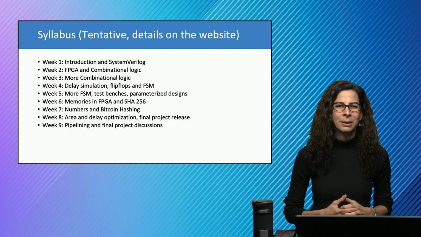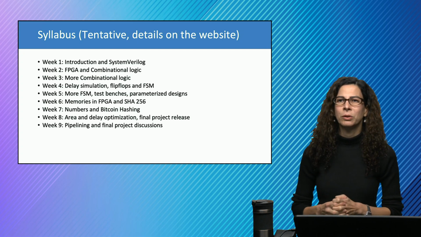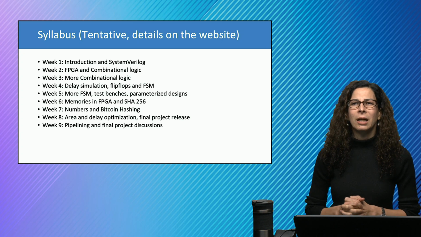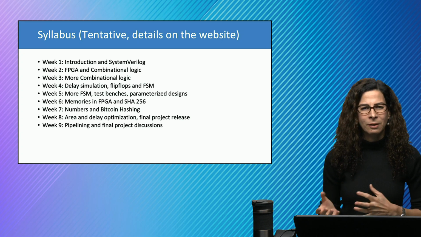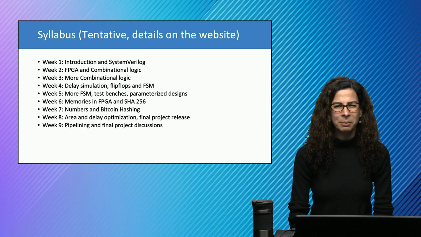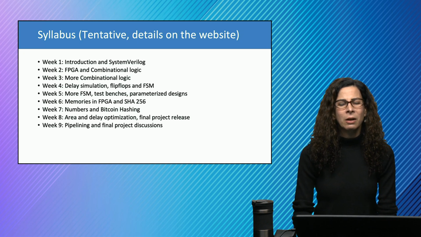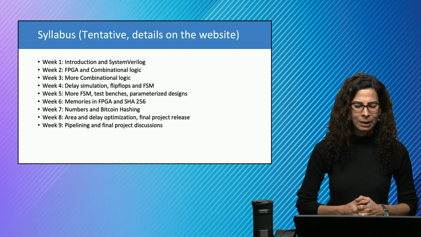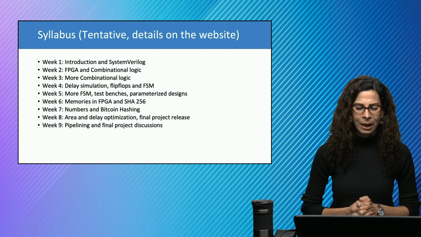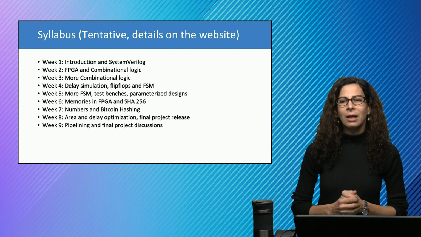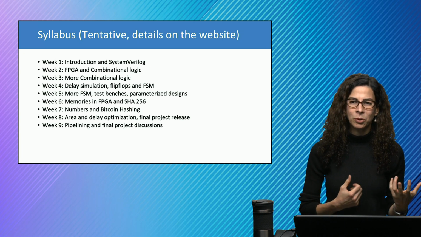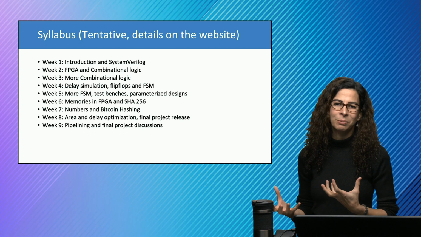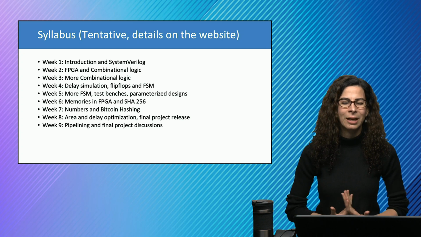Here is a tentative syllabus for the class. This is designed for 1 quarter. This time we have a 9-week quarter. We'll be talking about the System Verilog introduction, programmable logic, and combinational logic. We'll be talking about how you will have memory elements added, how you could simulate delay, and how you could have sequential circuits. Of course, if you have a circuit, you want to be able to have testing, and you want to make it parameterizable so you could reuse parts of the design later on.